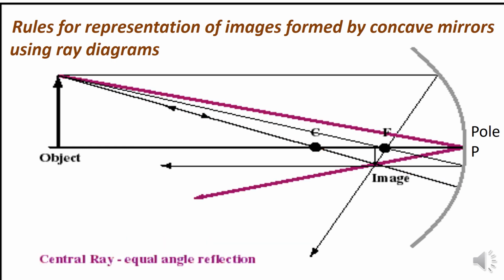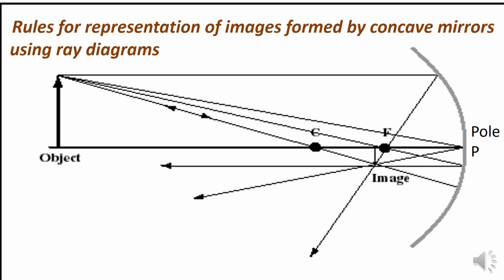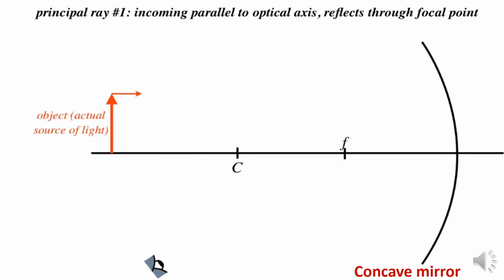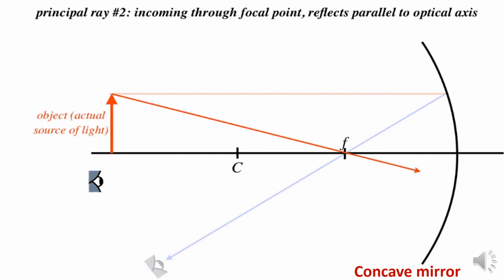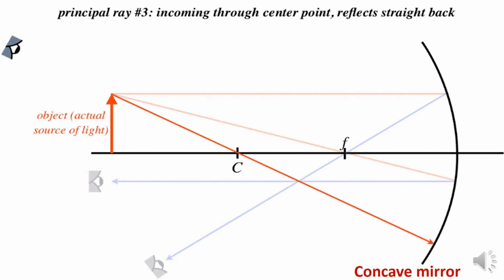A ray incident obliquely to the principal axis towards the pole is reflected obliquely, obeying the laws of reflection. In all the cases, the laws of reflection are followed. At the point of incidence, the incident ray is reflected in such a way that the angle of reflection equals the angle of incidence.